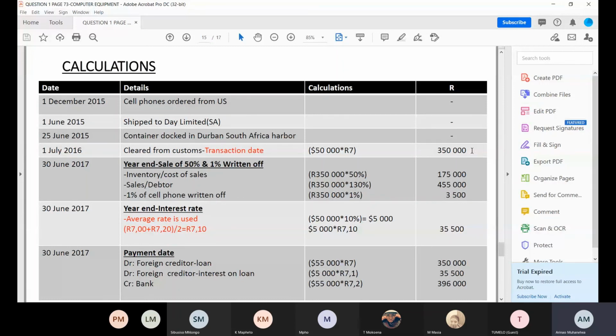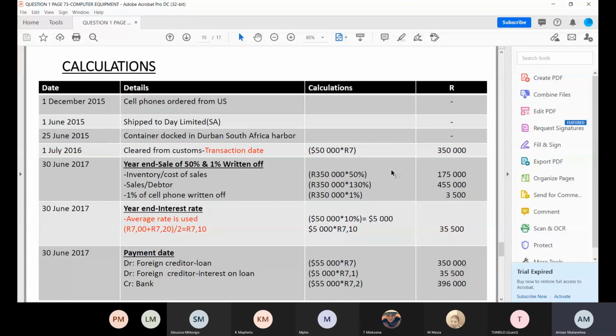The journals, again, what's going to happen? Debit inventory, credit foreign creditor. Similar to what we did in the previous exercise. I'm more concerned in terms of explaining 30 June 2017, year end, there was a sale. 50% sold, 1% return off. We know what to do when it comes to this one.